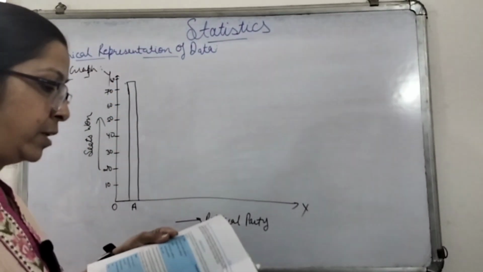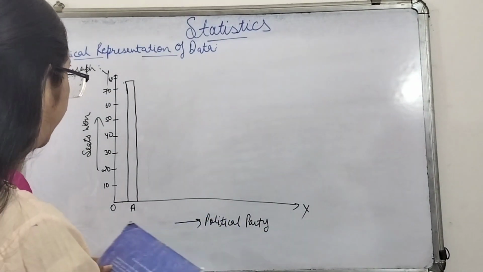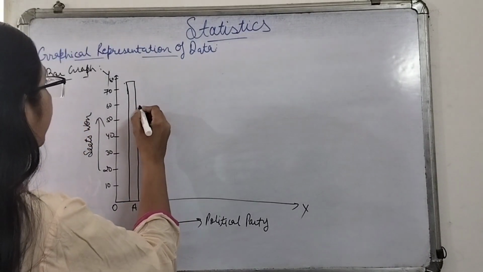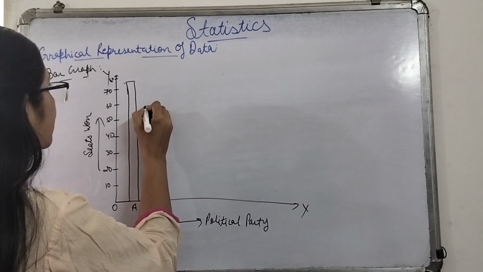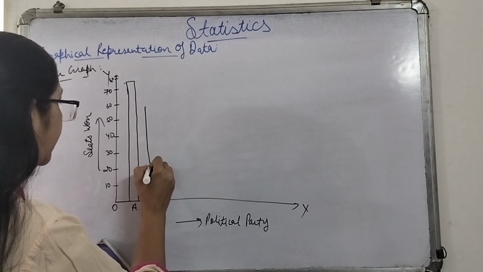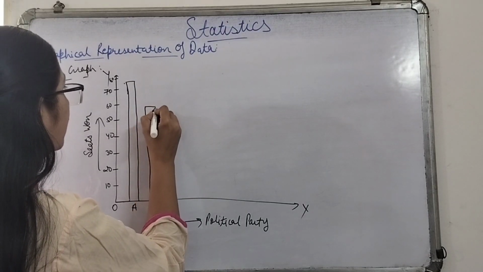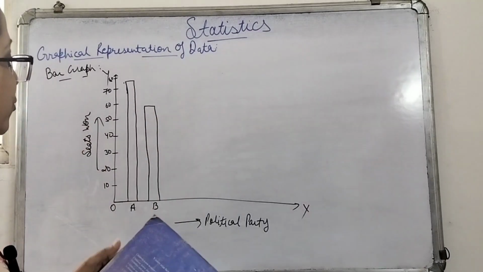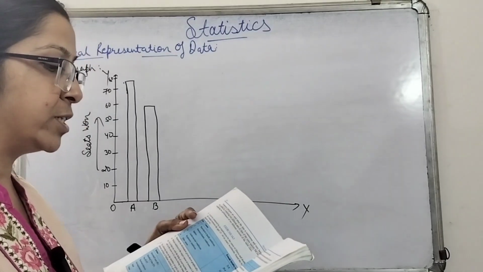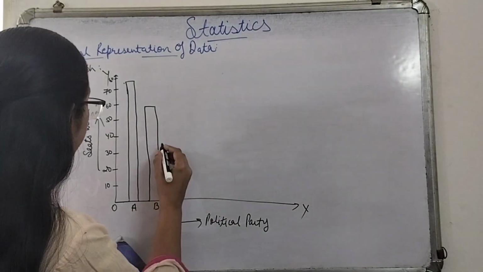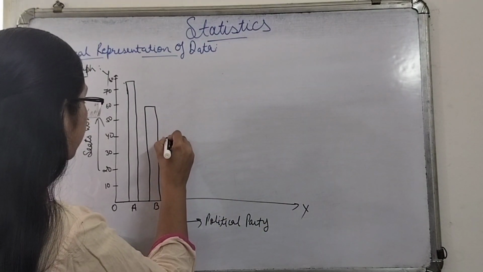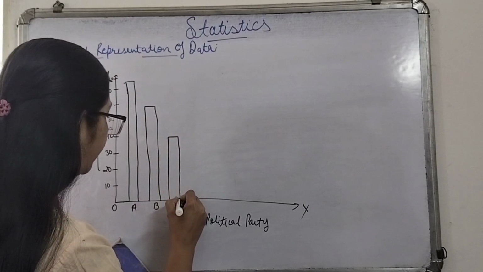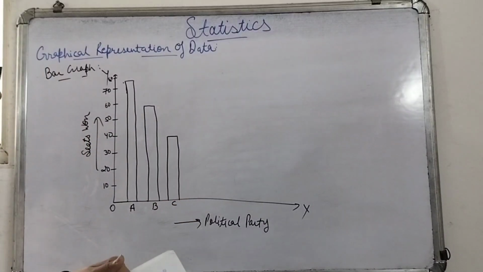75 its value was. Now for B, it is 55. Now from here, at equal distance, we'll be taking party B and its value is 55. So it will be somewhere here. Like this, we'll be making the bars of uniform width. This is for party B. We will be making it using a ruler, so it will be straight lines. For C, it is 37, somewhere here. For C, the width of the bars will be the same and spacing between the bars will even be the same.